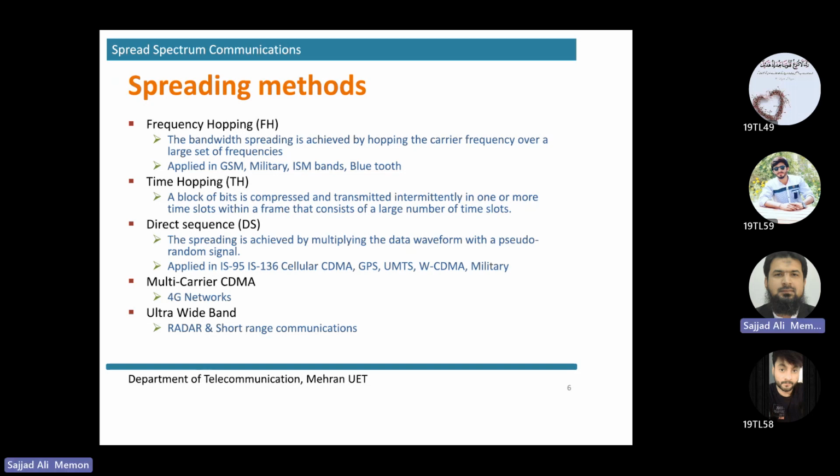Whereas multi-carrier CDMA can be applied in 4G, that is OFDM, orthogonal frequency division multiplexing, that is a multi-orthogonal type of thing that is used in multi-carrier CDMA, used in 4G, and ultra wideband that is used in radar and short range communications.